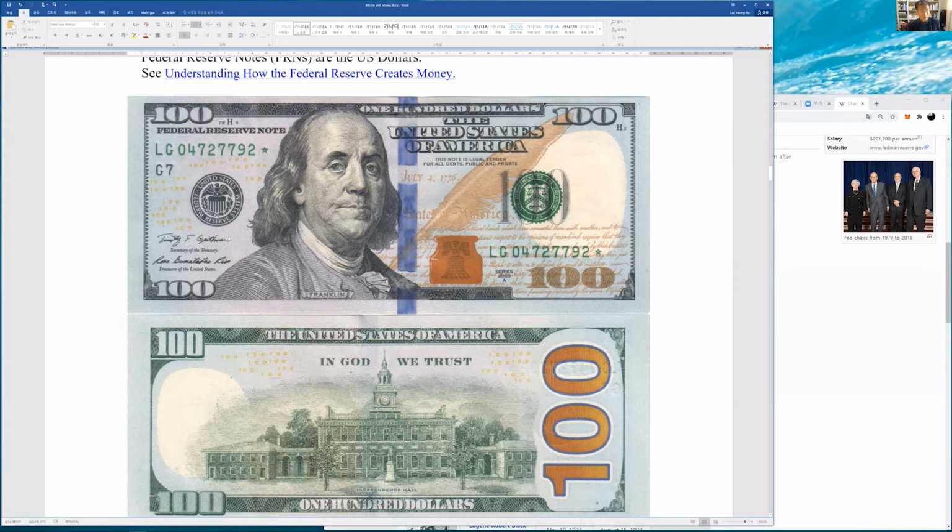it is signed by the Secretary of the Treasury and the Treasurer of the United States. So the Federal Reserve and the Treasury Department of the United States government are involved in creating this money. The printing of the money is done by the Treasury Department, and the decision to create more money is done by the Fed.